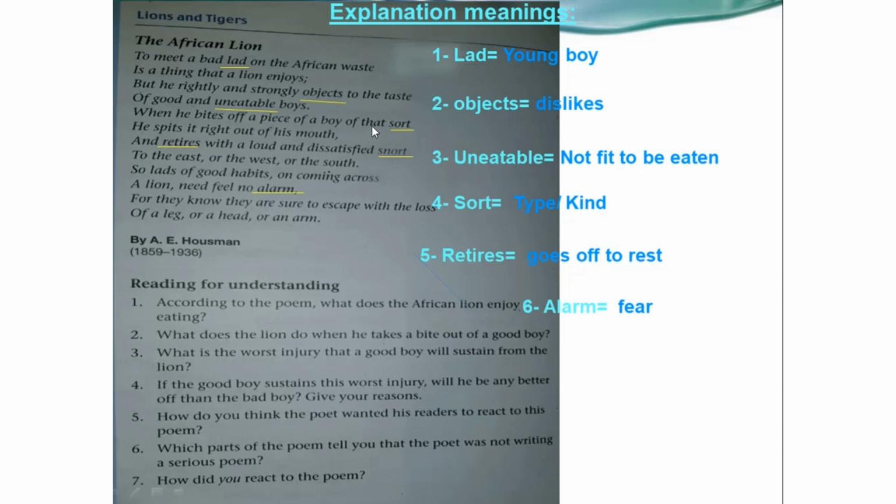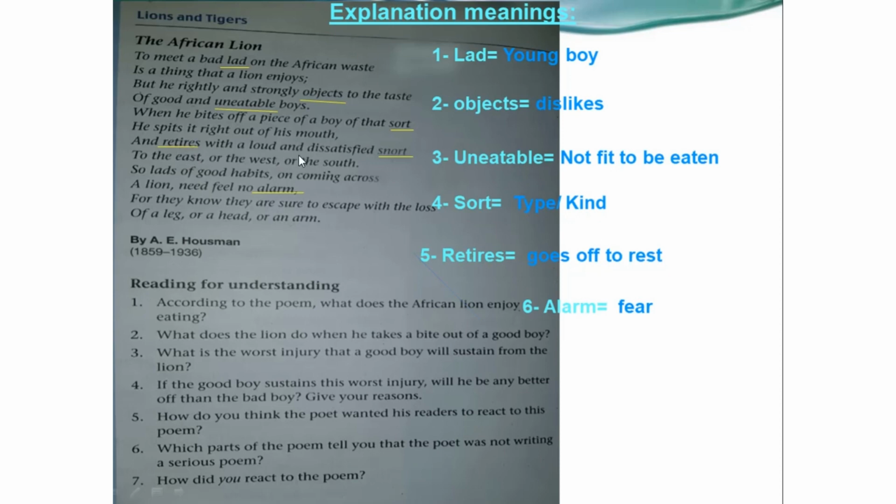I will repeat the meanings of sort, type, kind. What kind or type of boy are they talking about? The good boy. He spits it right out of his mouth. Spit means throw it out. And retires with a loud and dissatisfied snort. Retires means goes off to rest. After throwing it out from the mouth, lion will make a huge loud sound. You have seen how lions, tigers and all the predators make a loud sound from their mouth and from their nose also while breathing. So retires means goes to rest, to sleep.